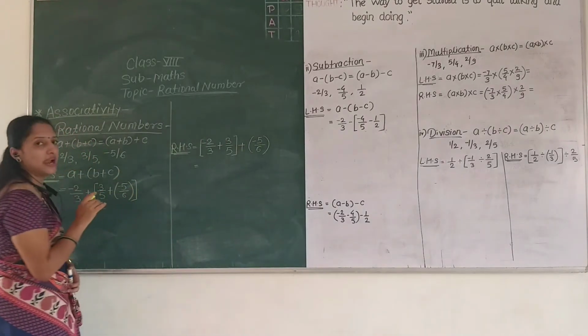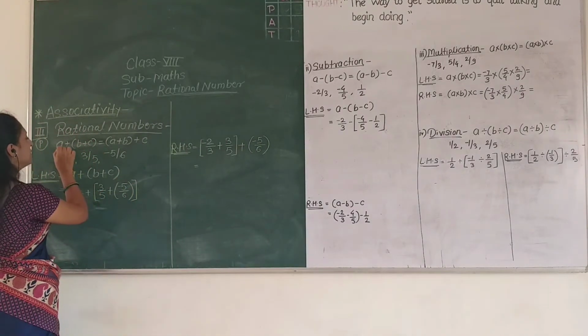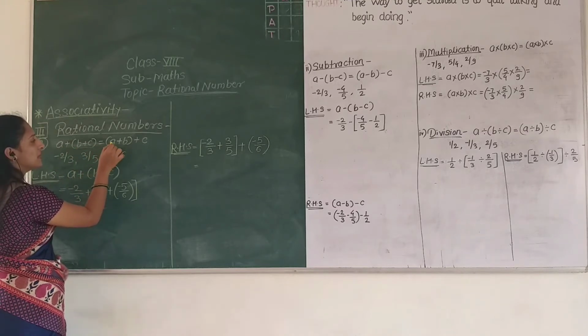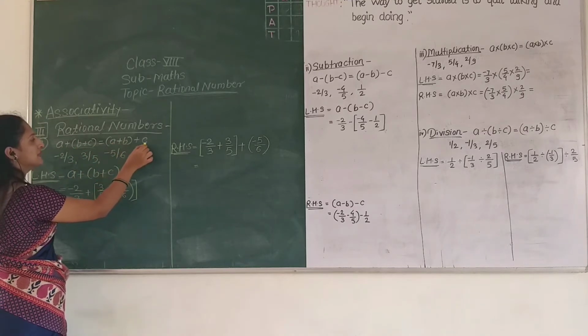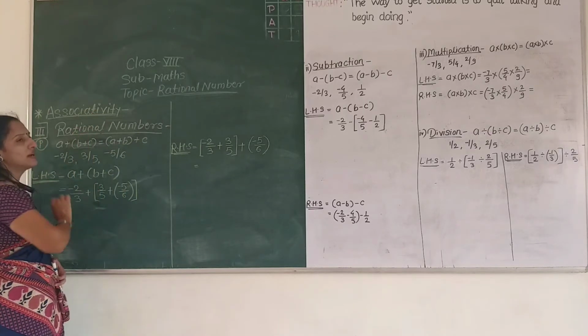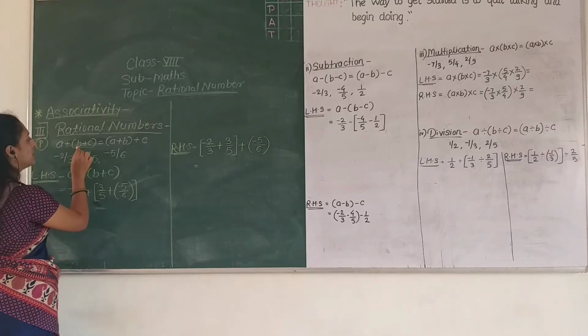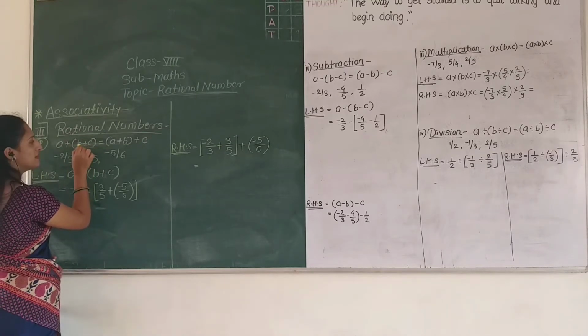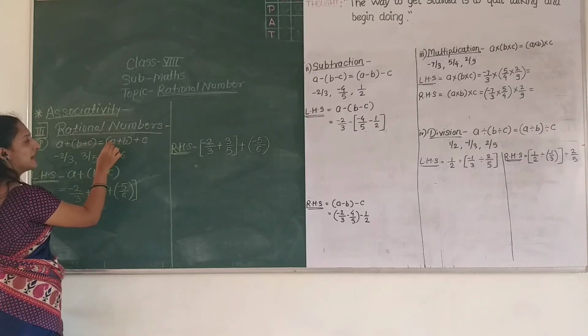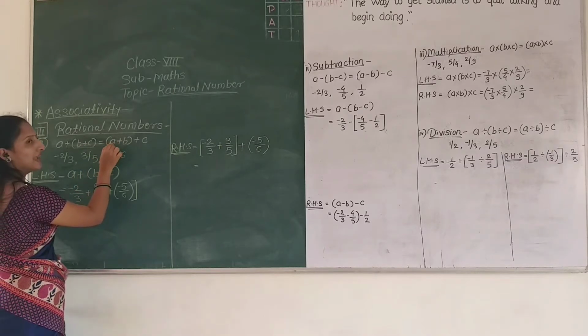Now for the addition here, if (A + B) + C is equal to A + (B + C), then addition is associative for rational numbers. Look at here. Here I made the group of two numbers B and C in the LHS, and in the RHS I made the group of numbers A and B.